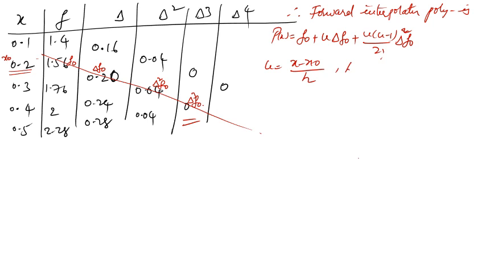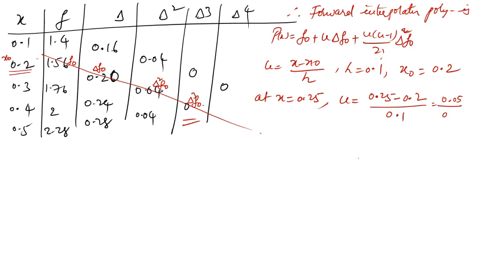And what is h here? h equal to 0.1. And what is x naught value? We have considered 0.2, right? Now what is the required value? x equal to 0.25. At x equal to 0.25, now without finding the polynomial, substitute the x value here: u equals 0.25 minus 0.2 by 0.1, which is 0.05 by 0.1. This is 0.5, the u value, okay.